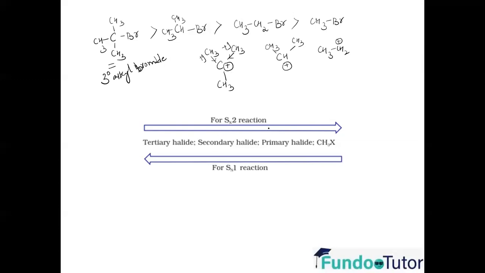So the rate of the SN2 reaction decreases when we go from methyl halide to primary to secondary to tertiary. And for the SN1 reaction, it increases from methyl halide to primary to secondary to tertiary. Because here the carbocation intermediate is being formed, but in SN2 the transition state is being formed. The tertiary carbocation is more stable than the secondary, and that more than the primary. So the tertiary alkyl halides will undergo SN1 reactions faster when compared to the secondary and the primary alkyl halides.